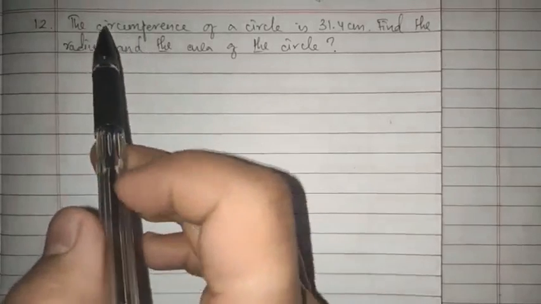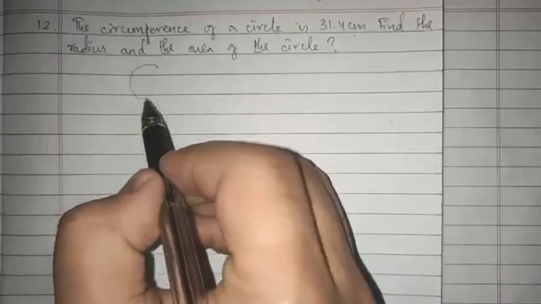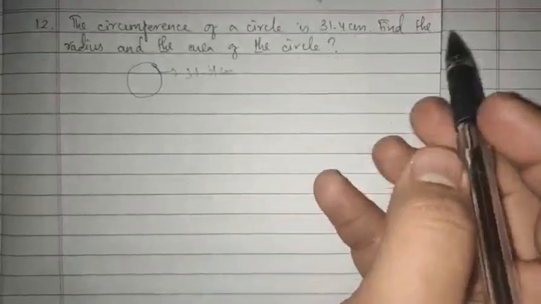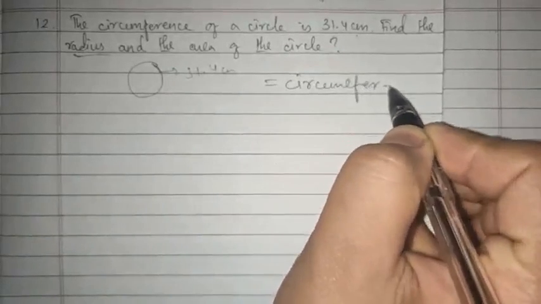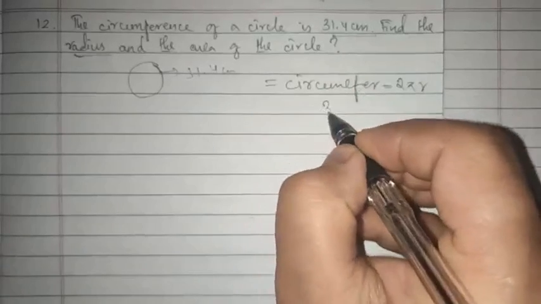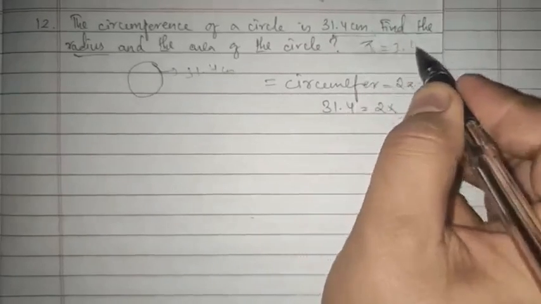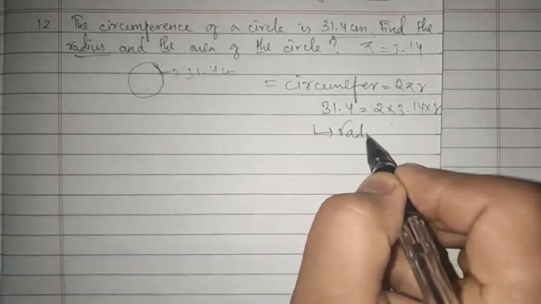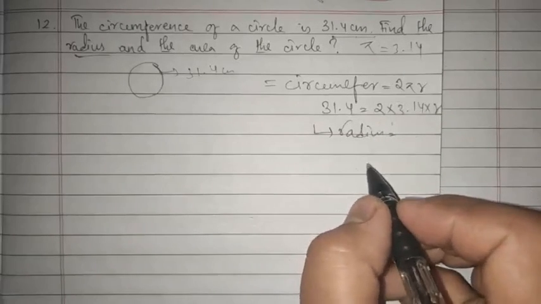Question number 12 says that the circumference of the circle is 31.4 centimeter. So that means one circle is there which has a circumference of 31.4 centimeter. That is, the circumference is given. Find the radius. What is the formula of the circumference? Circumference formula is 2 pi r. What is given? The given value is circumference, that is 31.4 is equal to 2 into, here you have to use the pi value as 3.14, into r. You'll get the answer, radius now.